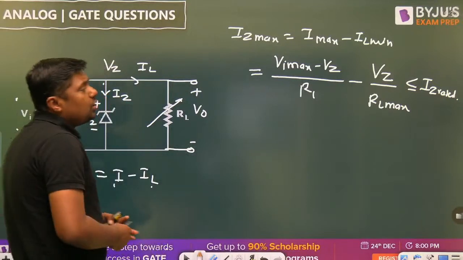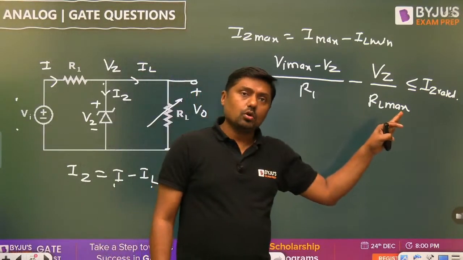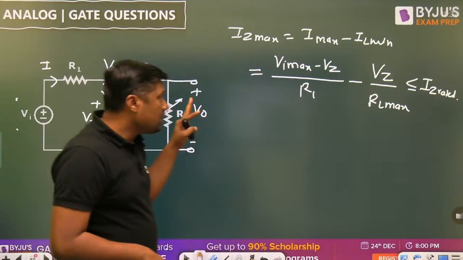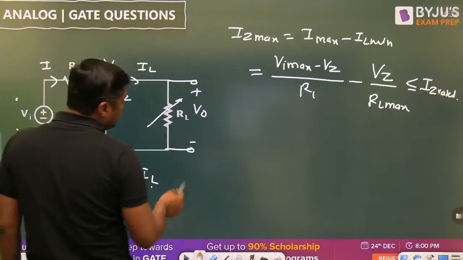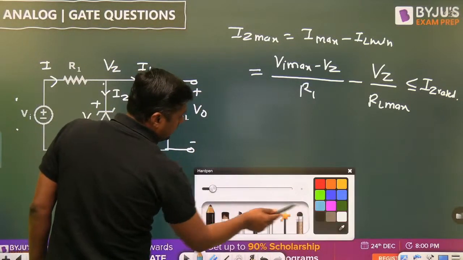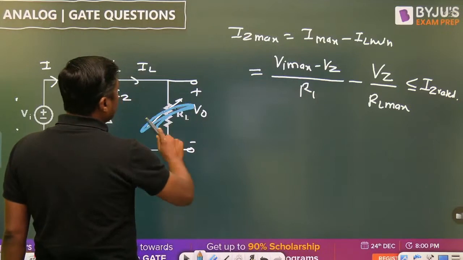What is the meaning of RL maximum here? No doubt in this question RL is not removable. We are considering 1 kilo ohm, but RL maximum means suppose one will remove the RL. Simply remove the RL. Then tell me what will happen. Suppose I am removing the RL.